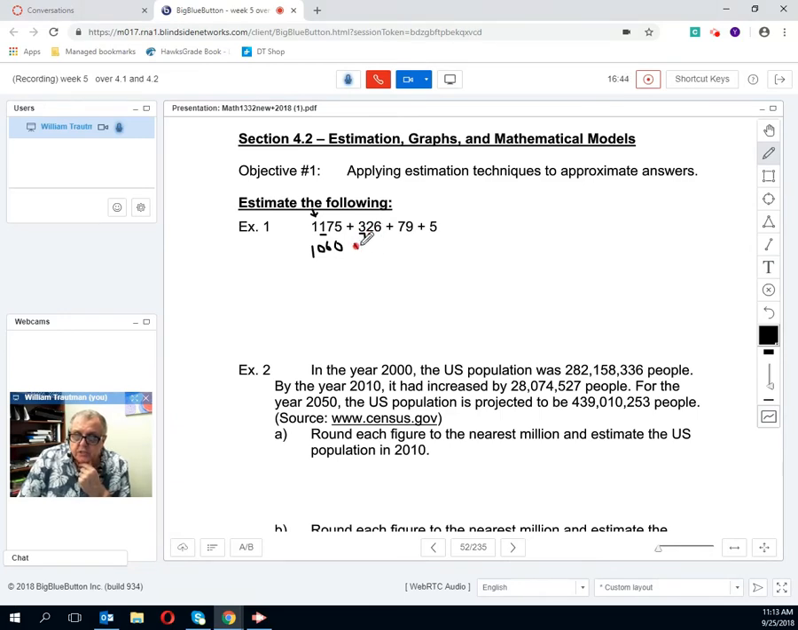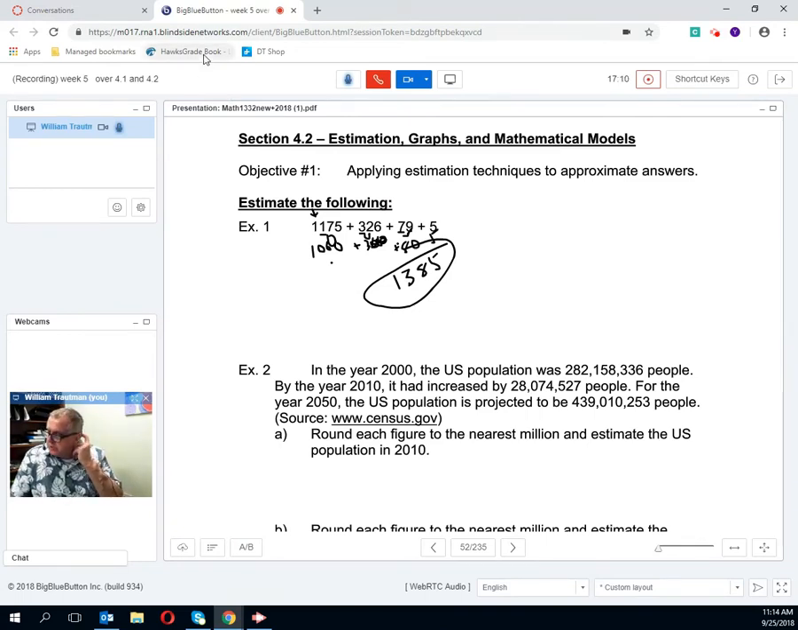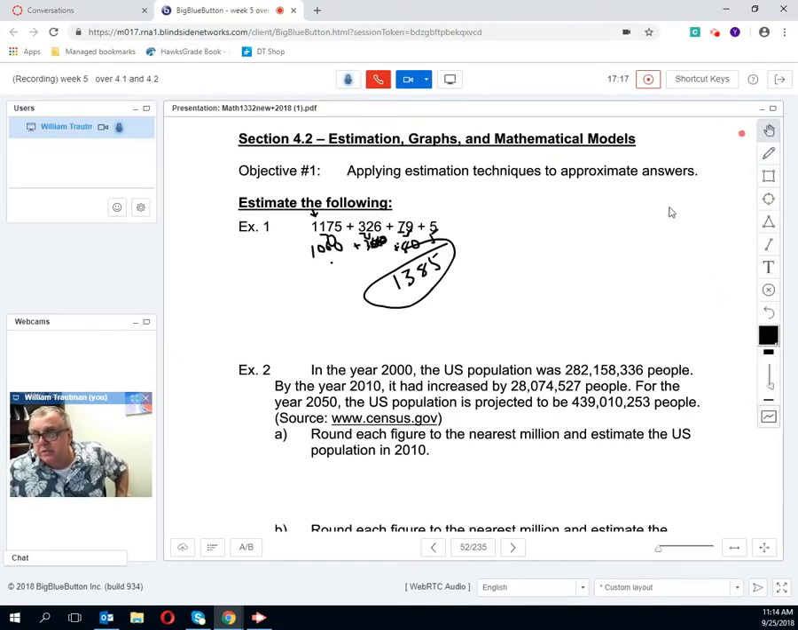This estimates to 300. And this estimates to 80. If it's 5 or more, this goes to 80, and then this is 5. Now you can add them up. 1,000 plus 300 plus 80 is 1,385. So if they don't tell you what to round to, you just round to the leftmost digit.